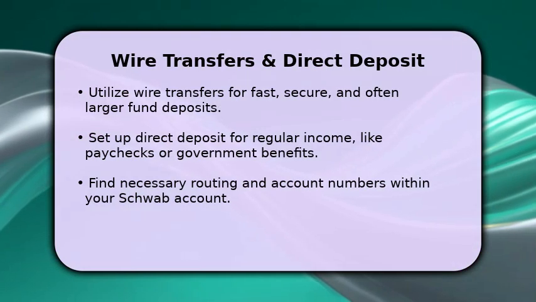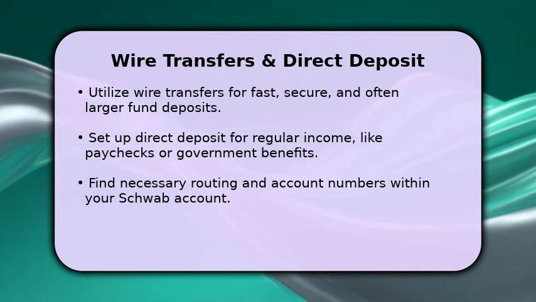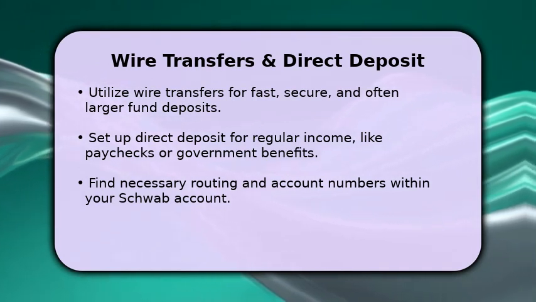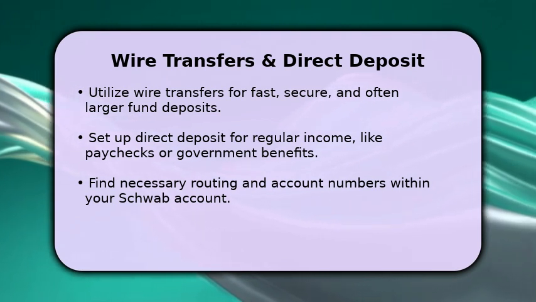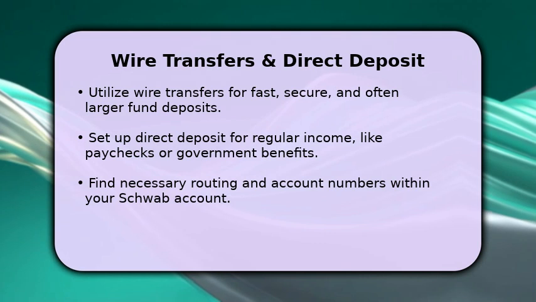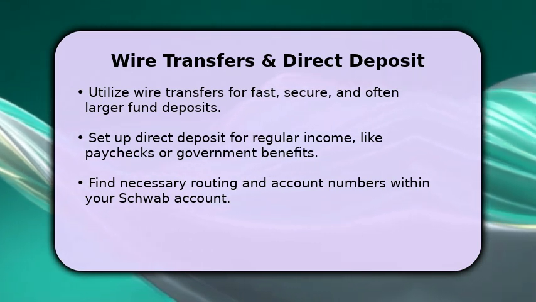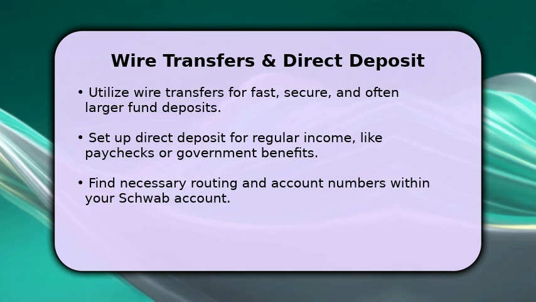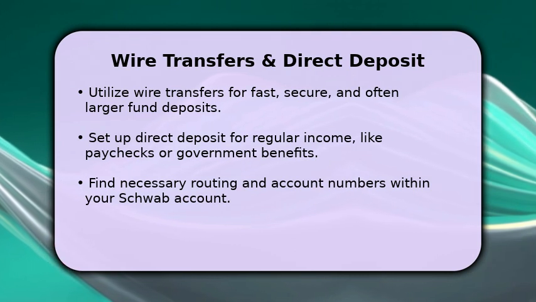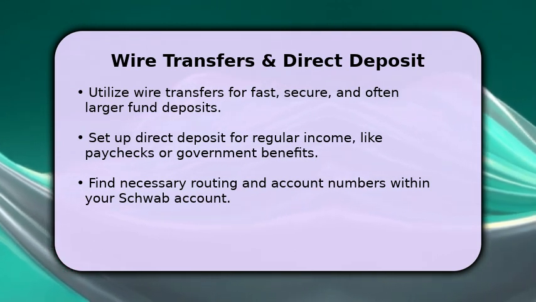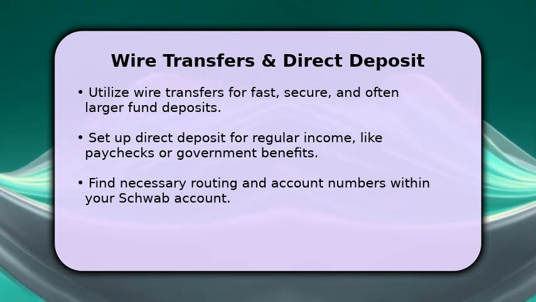For quicker or larger deposits, wire transfers are an excellent option, typically processing within 1 business day. You can also set up direct deposit for recurring income, such as your paycheck or government benefits, ensuring your money goes straight into your Schwab account. To facilitate these, you'll need specific routing and account numbers, which are readily available within your Charles Schwab account details. These methods offer flexibility for various financial needs.